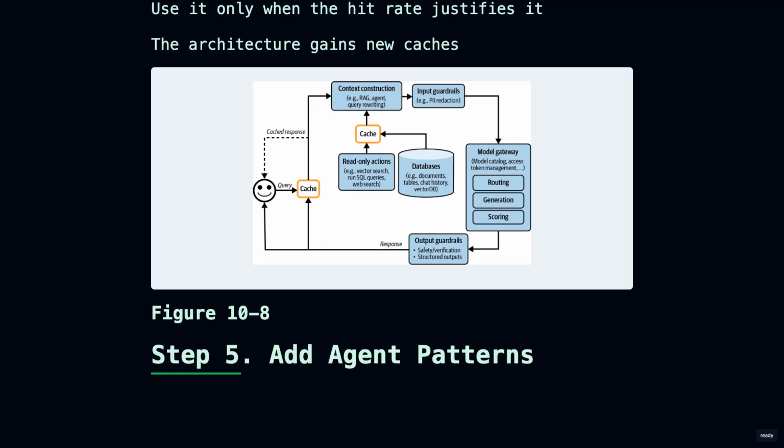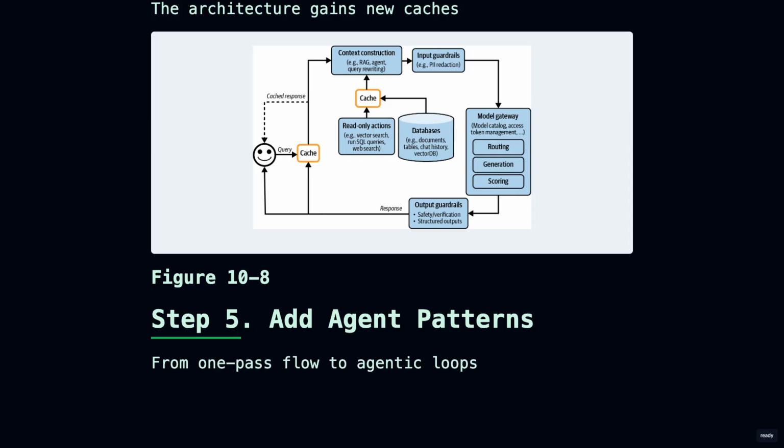Now we move from simple sequential flows to agentic patterns. This section shows how loops, branching, and write actions can make an application much more capable and also much more complex. So far, each query has followed a straight path. Here, the key idea is that the system can inspect its own result, decide it needs more information, and send that result back through retrieval or another model call until the task is complete.